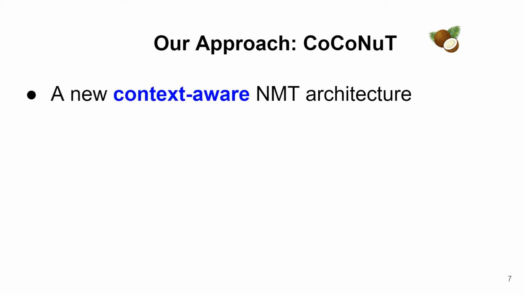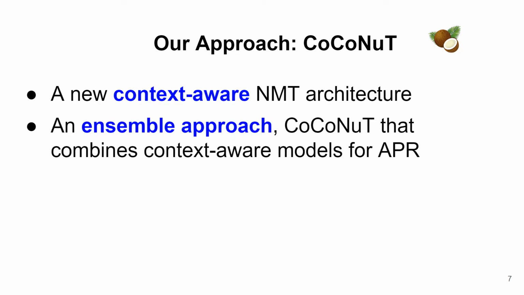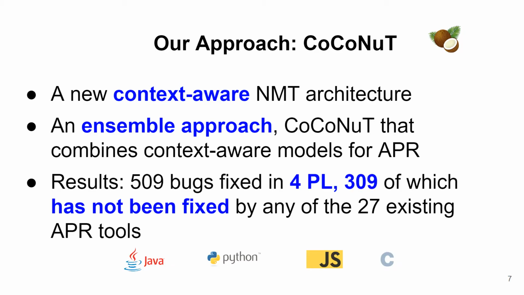Therefore, we propose CoCoNuT, a technique that uses a new context-aware neural machine translation architecture. We use an ensemble approach to combine such architectures to automatically generate fixes for diverse bugs. CoCoNuT is the first approach to fix bugs in 4 different programming languages, including 309 bugs that had not been fixed before automatically.